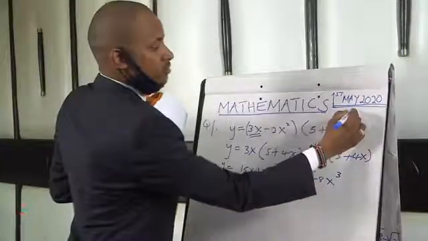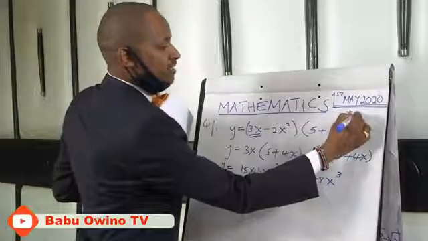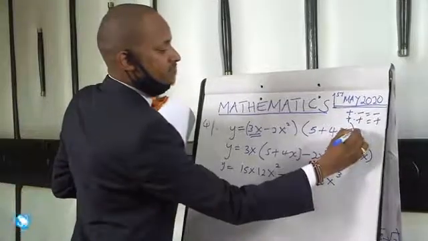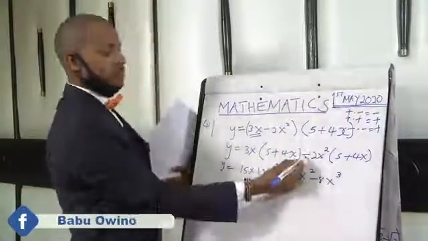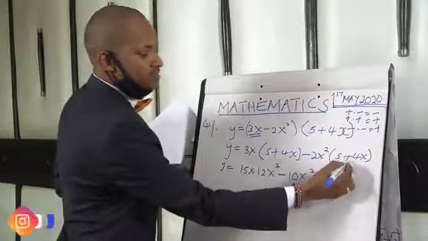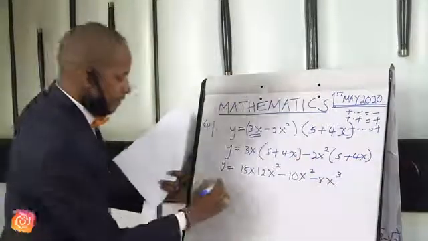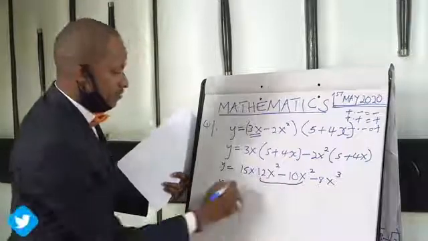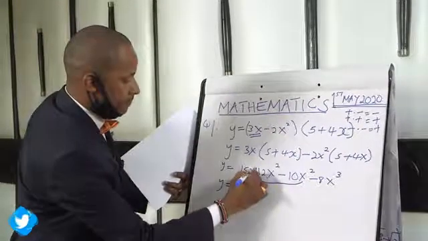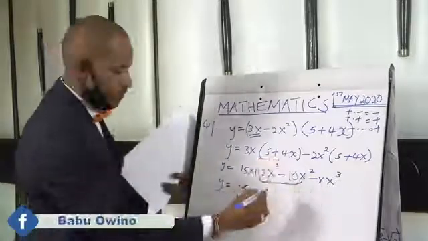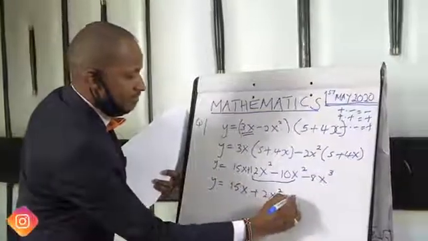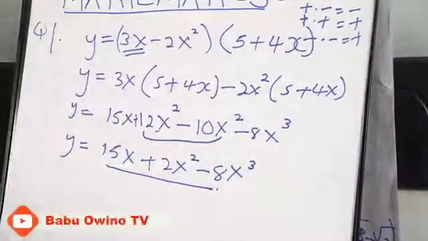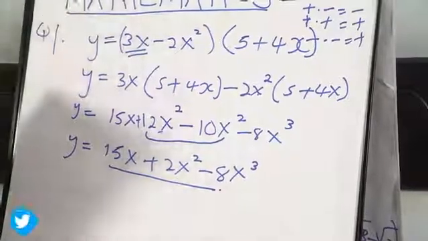Now there's a fundamental rule that you'll just note. When you have positive multiplied by negative, you get negative. Positive multiplied by positive, you get positive. Then negative multiplied by negative, you get positive. That's why when we have minus 2x squared times plus 4x, you get minus 8x cubed. Now our y becomes, you simplify further by collecting the like terms. So we have 15x plus 12x squared minus 10x squared is 2x squared, minus 8x cubed. So this is our simplified value for y.